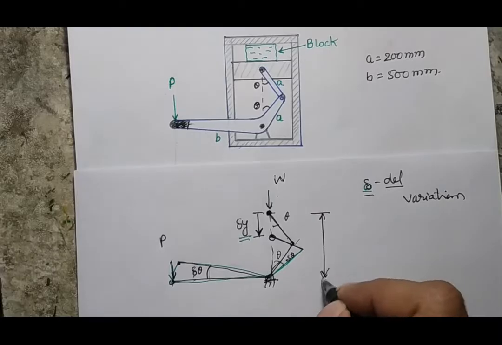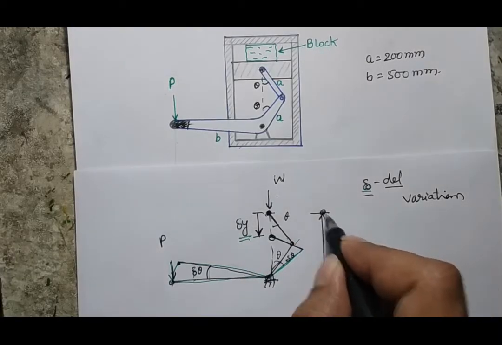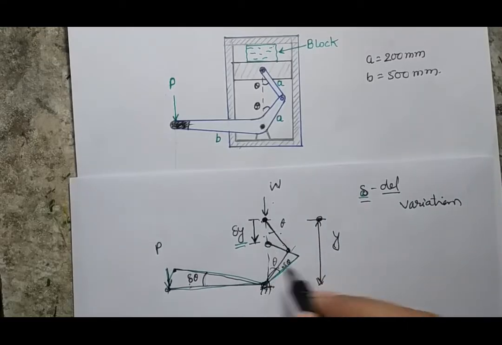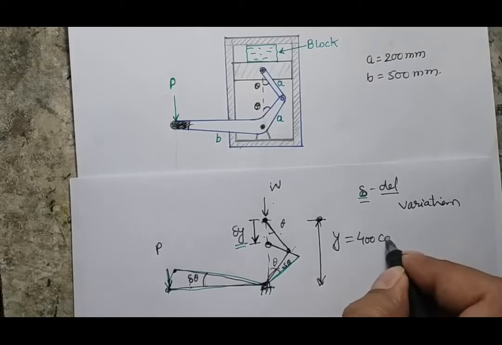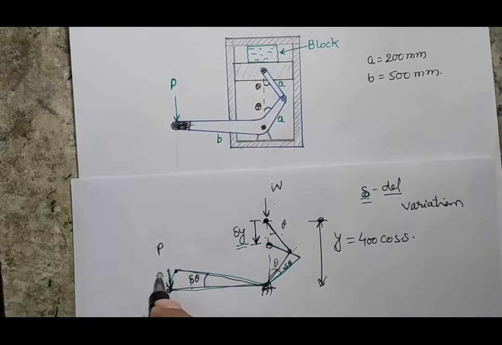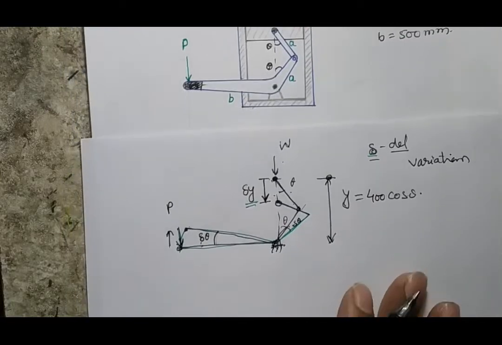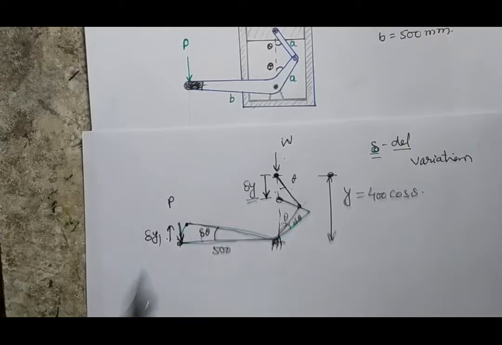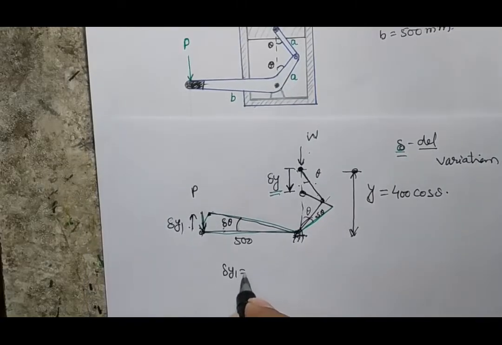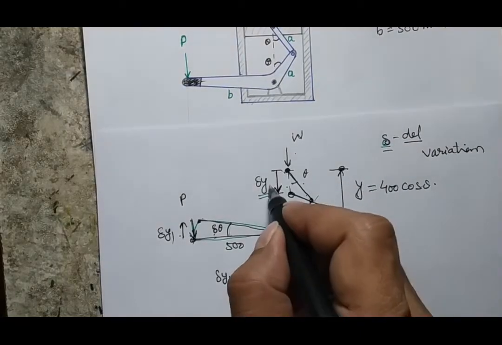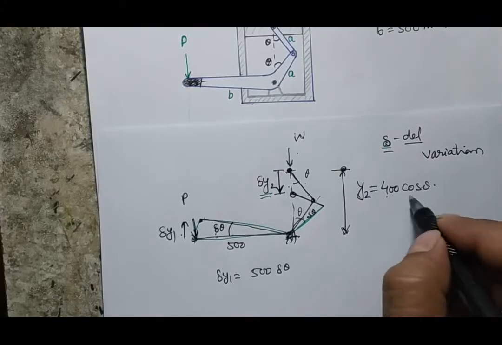So to find the del y, first you have to find the y coordinate of this point. So your y coordinate will be 200 cos theta, it would be 400 cos theta. Similarly, if I am interested to find the motion of this point, I can assume that this motion is purely a vertical displacement because my rotation is very small, and this can be defined if this is 500. So suppose this is my del y1. So my del y1 will be 500 del theta, and this is del y2.